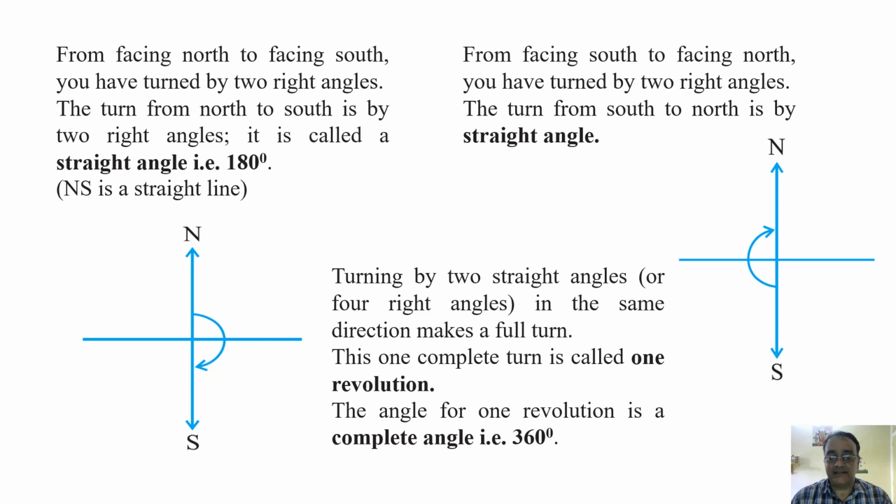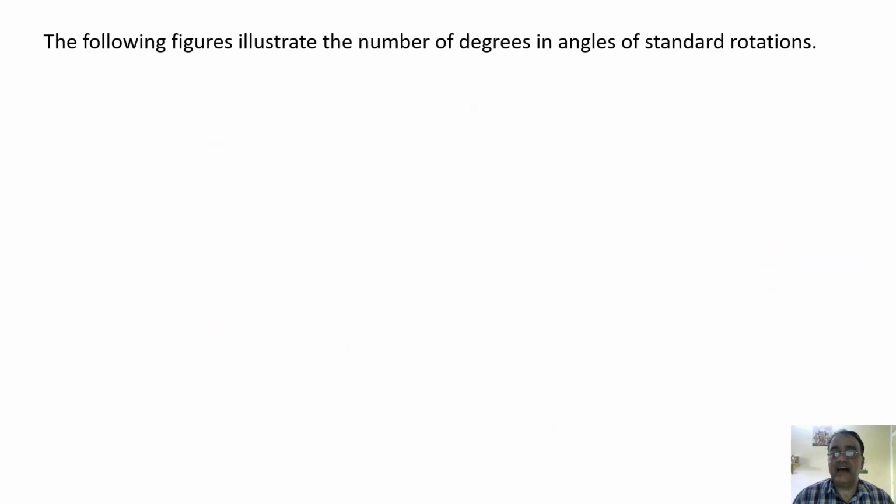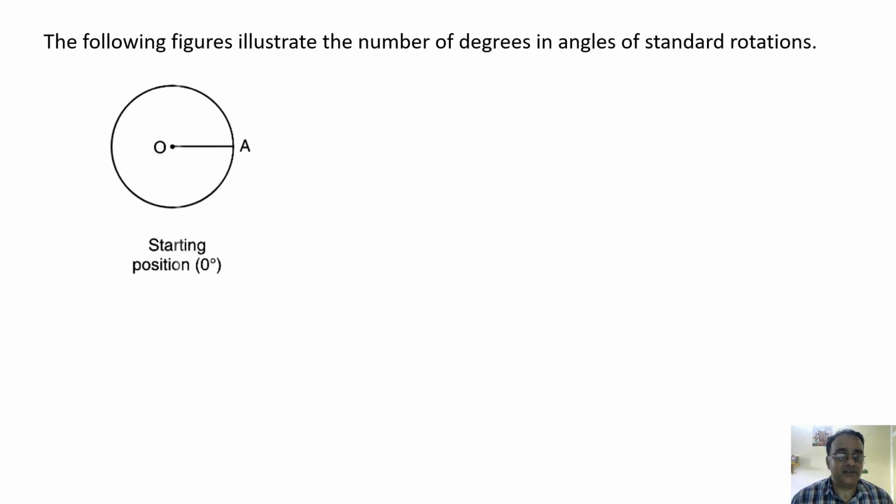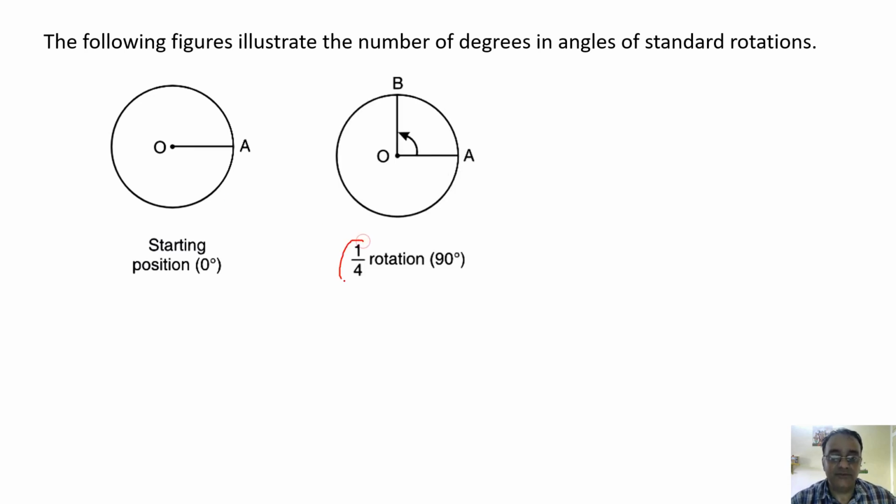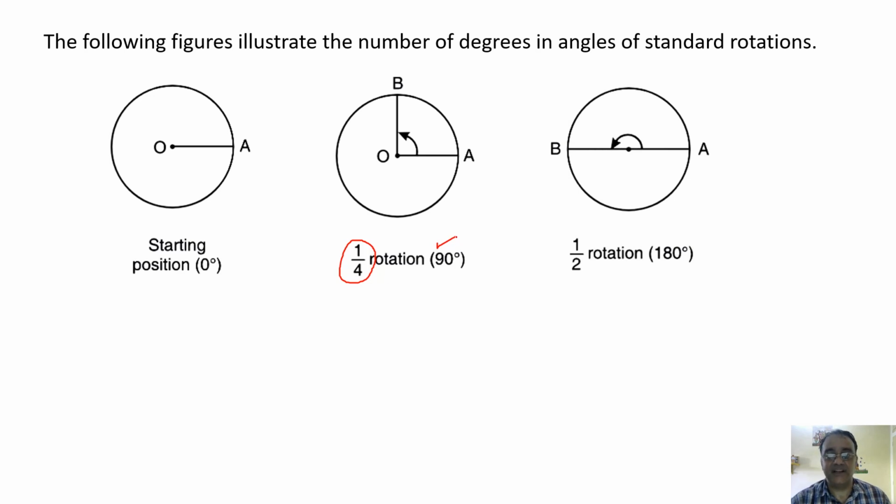Okay, 360 degrees. Now we are going through some figures which will tell the number of degrees in angles of standard rotation. Suppose this is the initial position, 0 degrees. If we move one right angle, anticlockwise, right, so this will be 1/4 of a rotation, that is 90 degrees. So try to remember, 90 degrees means 1/4 of a rotation. Again one more right angle turn will make 180 degrees, that is half a rotation.